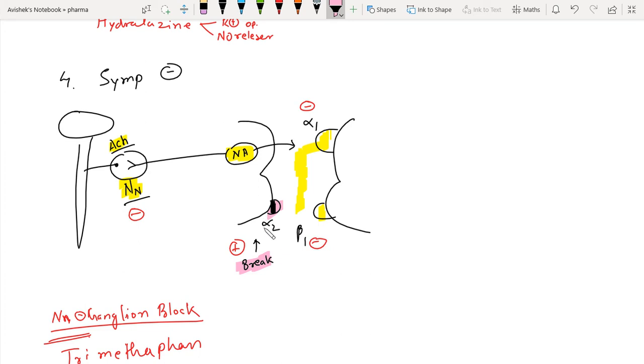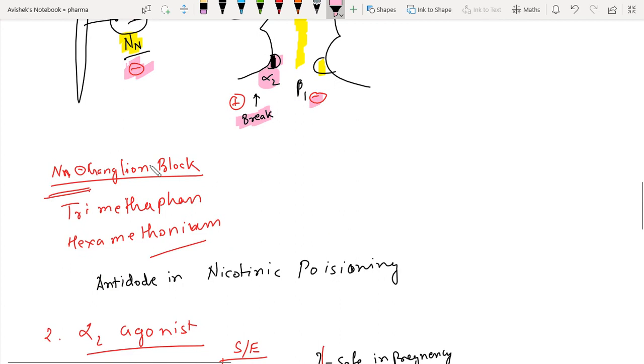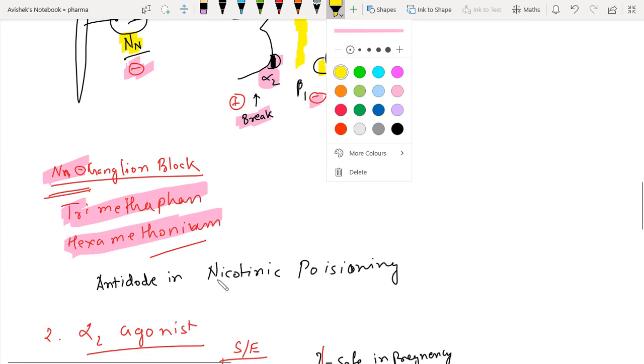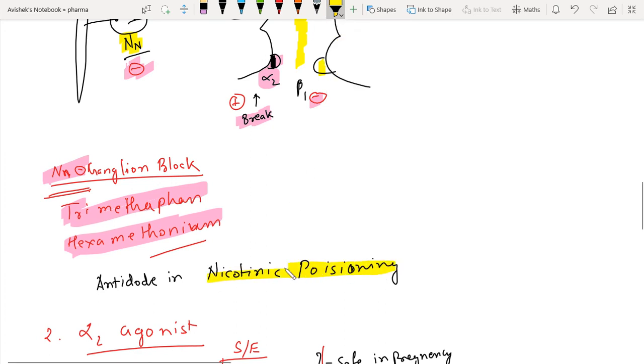So we can use agonist of this one. We can block NM receptors. We can block alpha 1 beta 1. So NN block, this is trimethaphan, hexamethonium. These two drugs are used in nicotine poisoning.